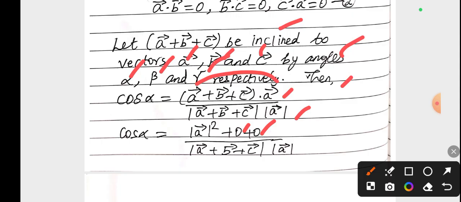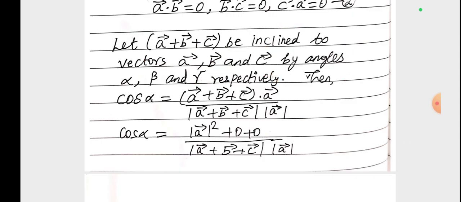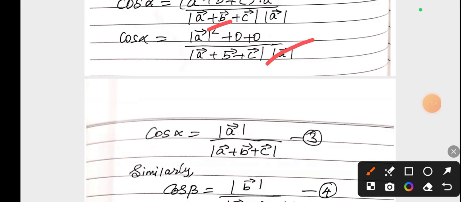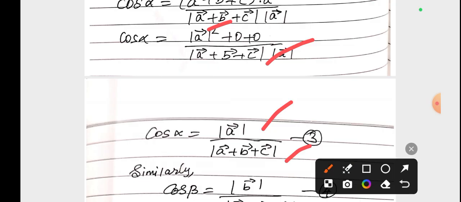So in the cos alpha, you can easily cancel the magnitude of A square with the magnitude of A vector. So you are getting cos alpha equals magnitude of A vector by magnitude of A vector plus B vector plus C vector. This step clear?